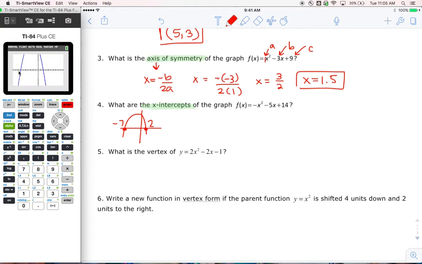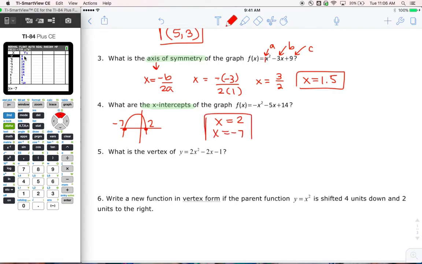And let's see here. We can always check the table just to make sure. So I got 2, 0, perfect. Let's look at -7, make sure I got -7, 0. Yep, there we go. So I double checked. So x equals 2 and x equals -7. And now I am confident I found the x-intercepts.